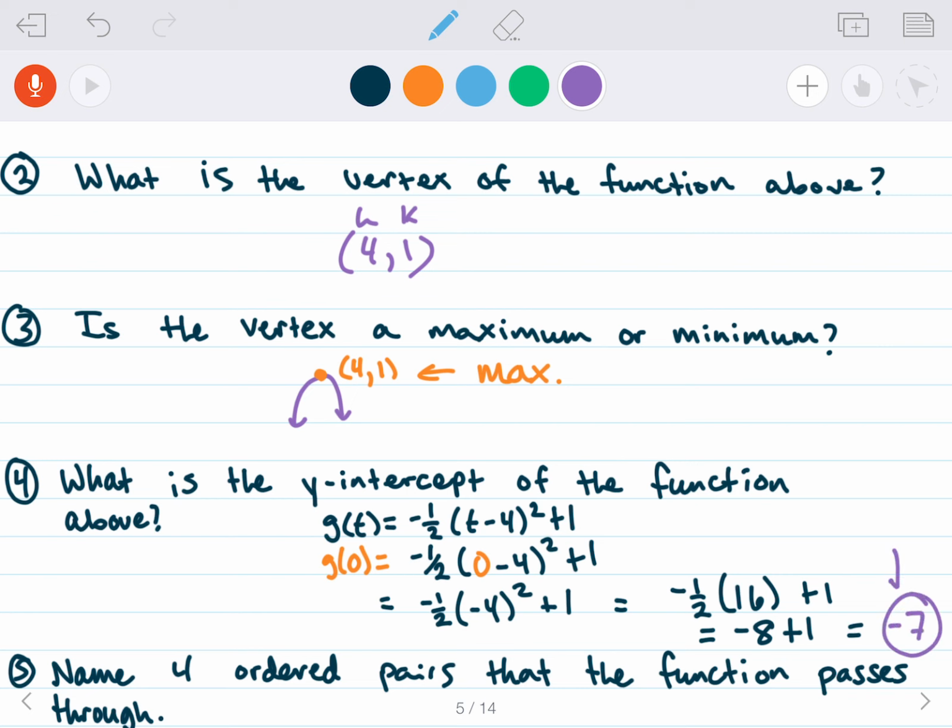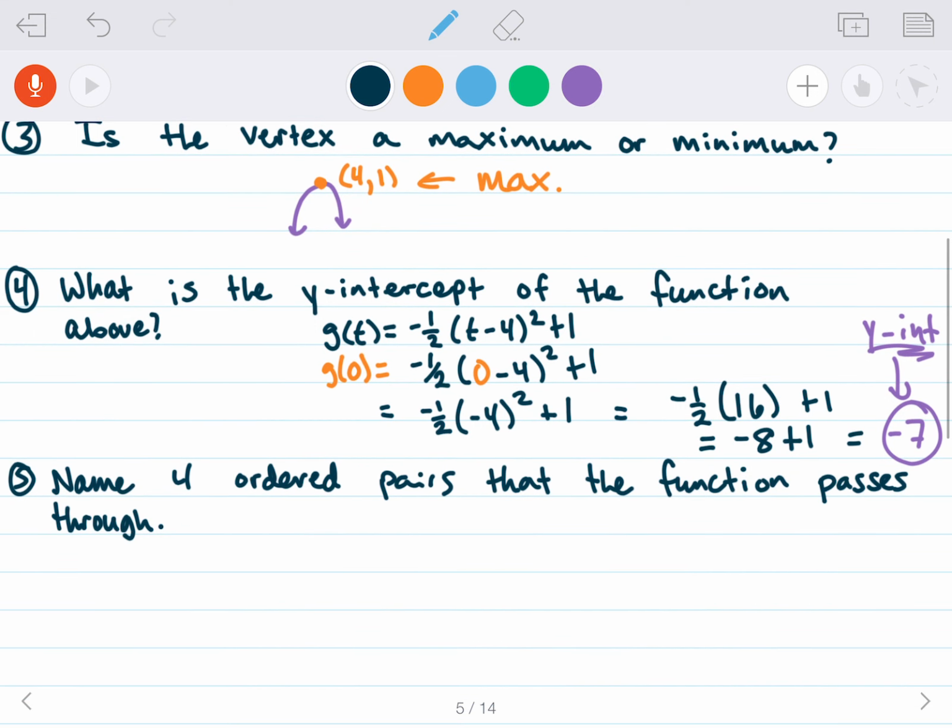So this is my y-intercept. Name 4 ordered pairs. Well, we just found one. Actually, we'll make this t, since that's our variable acting like x. And then g of t was negative 1/2 (t minus 4) squared plus 1. So we just found one ordered pair. When t was 0, we found out that our output was negative 7.